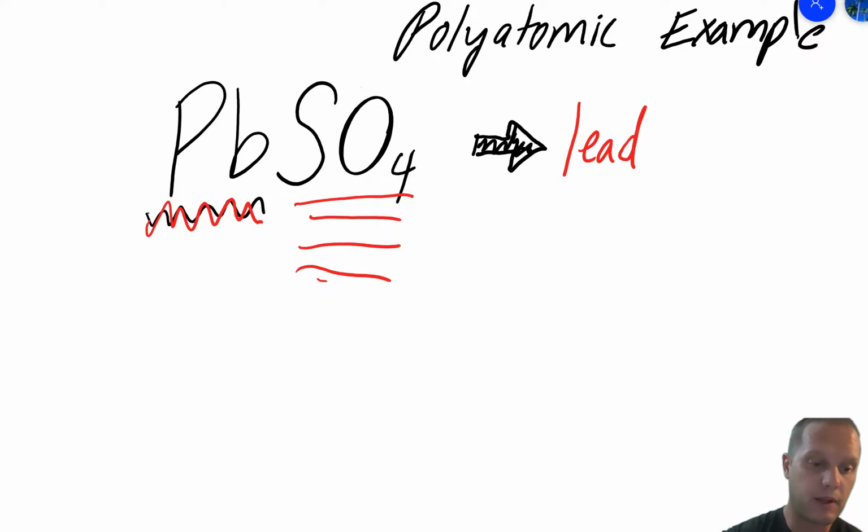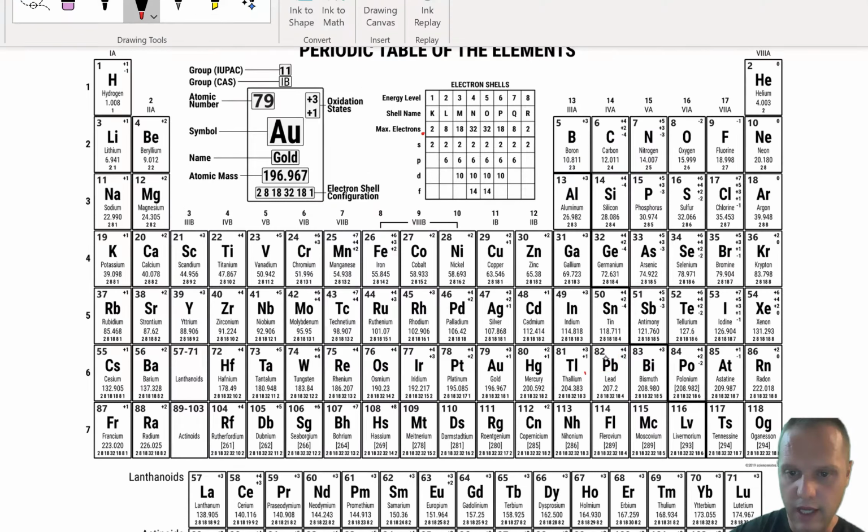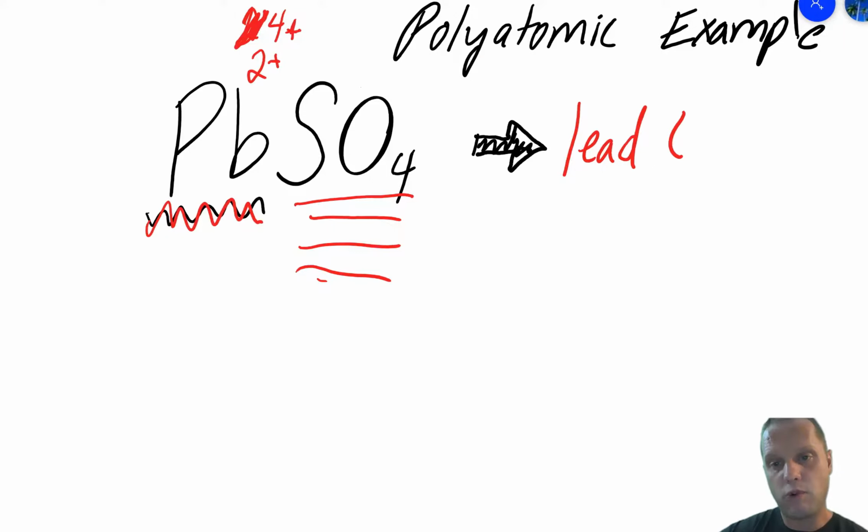I then look at the periodic table. Lead is located right here. It is a metal. This is the staircase right here, so it is on the left-hand side. And you also can see that it has multiple charges, either 4 or 2. That means it's going to need multiple charges, which means it needs Roman numerals. We can either have a 2 or we can have a 4, which is IV.